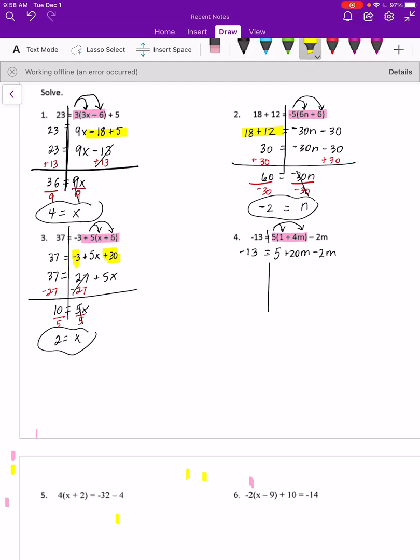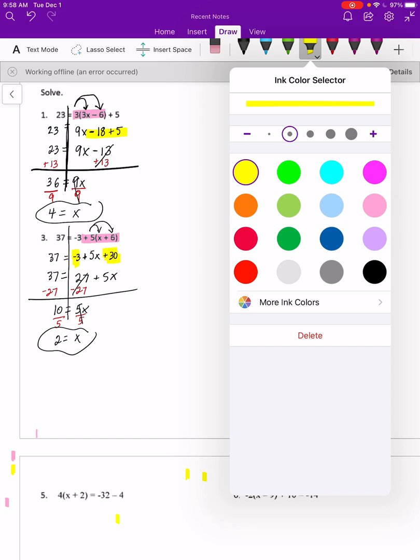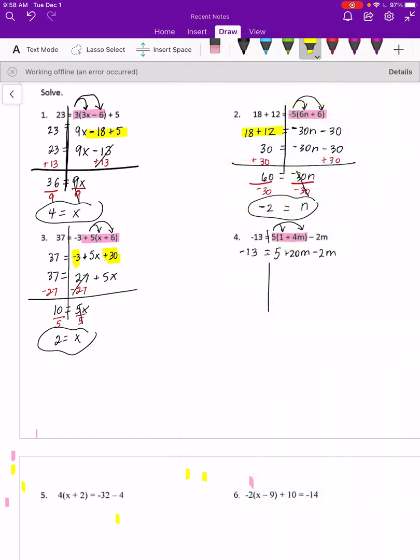All right, so I'm looking for some like terms. So let me pick those back up again. 5 didn't go with anything. Here's my like terms. The 20m minus the 2m. 20m minus 2m, when I put them together, would be 18m. So I'm going to bring those down. So -13 equals 5 plus 18m.